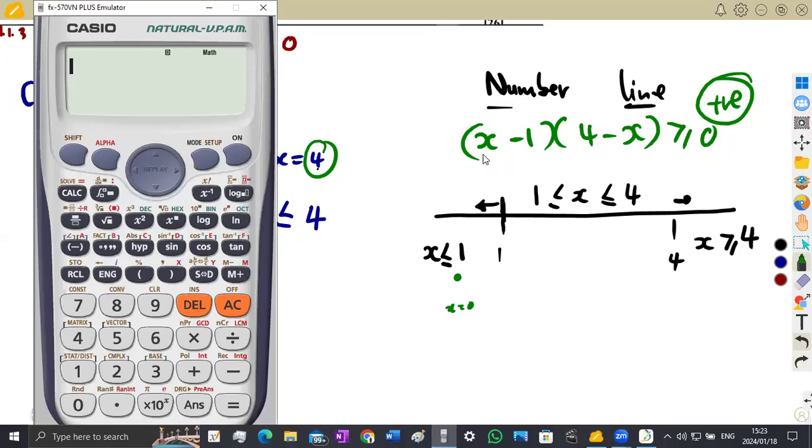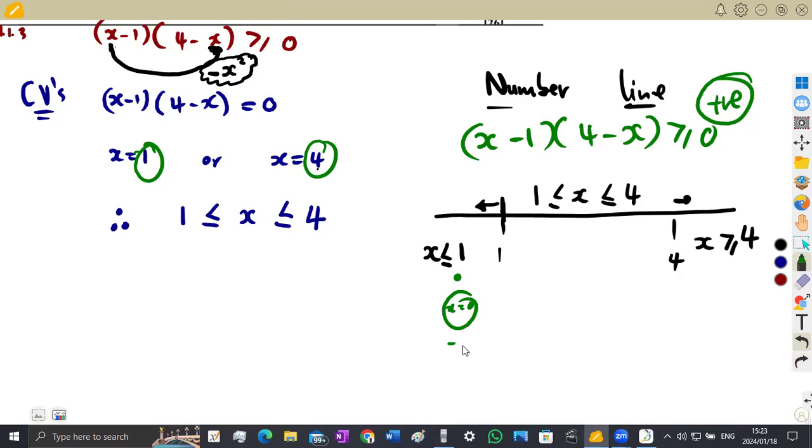So in place of x, we're going to substitute a 0. So that's a bracket there, 0 minus 1, in place of x here, into the bracket of 4 minus x. Remember, our x is 0. So that's 4 minus 0. This is going to give us a negative 4. So if x is equal to 0, our answer is a negative 4.